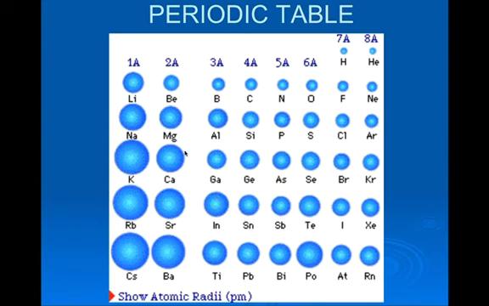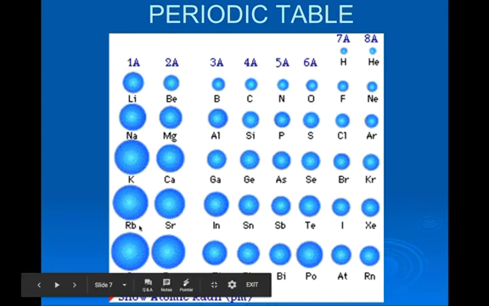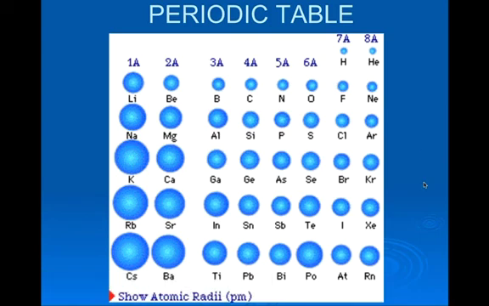Okay? So as we move to the right, they get smaller. As you move to the bottom, they get bigger. So bottom left are your biggest boys, top right are your teensy-tiny ones. And that's the general trends on the periodic table.